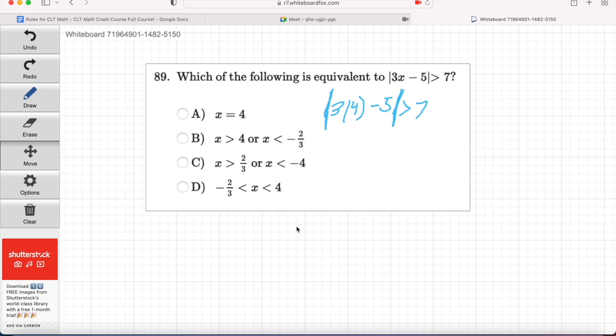So we've got some stuff inside the absolute value bars. I would probably just do the multiplication here first, right? That 3 times 4. Does that make sense? Yeah, because we're kind of doing PEMDAS here, right? We're doing the multiplication before we do the subtraction. All right, what's that give us?